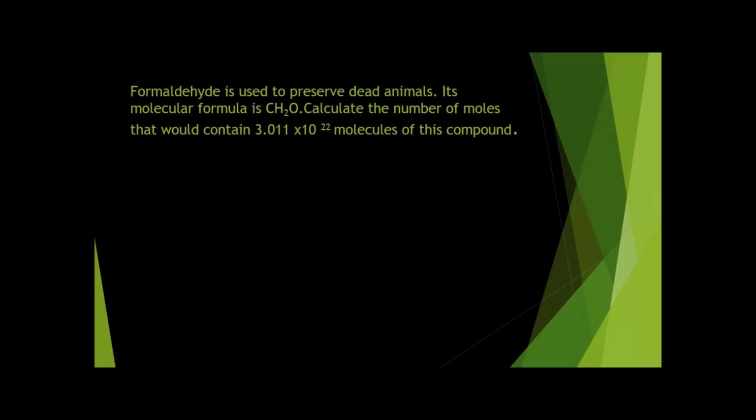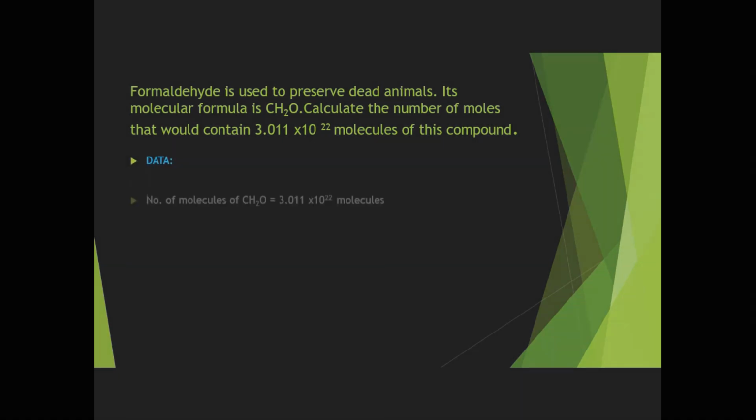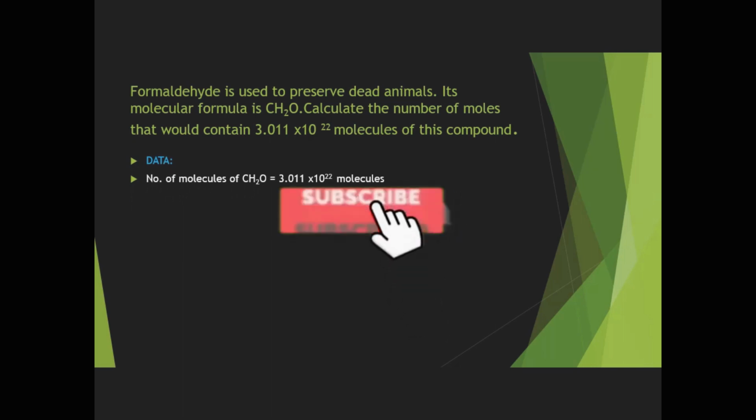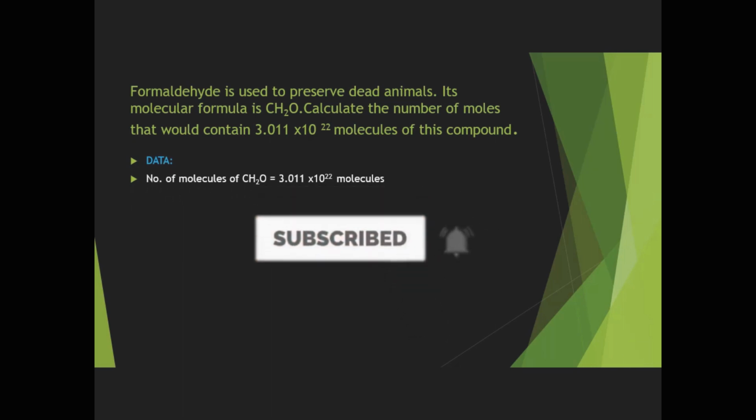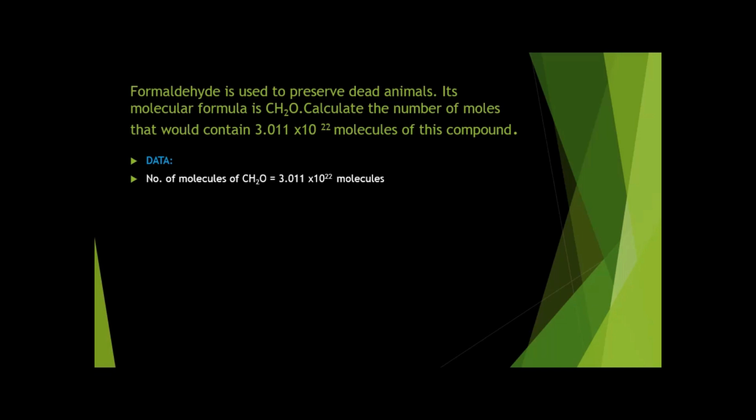Now students, as you know, formaldehyde is a molecule, not an atom, so we use the term number of molecules, not the number of atoms. So our data is: number of molecules of CH2O formaldehyde is equal to 3.011 × 10^22 molecules, and the number of moles of formaldehyde we don't know because we have to find them. So solution, as we know, 1 mole of formaldehyde contains 6.022 × 10^23.